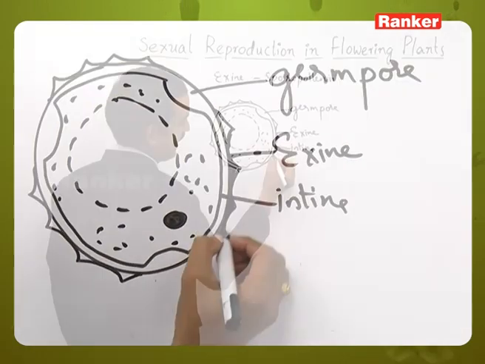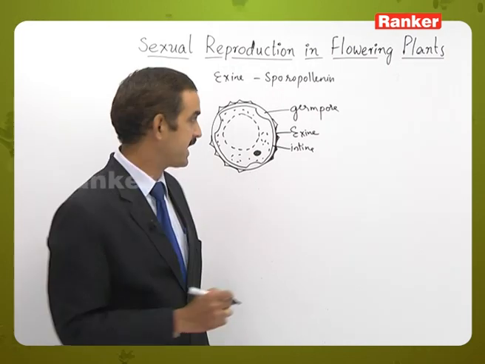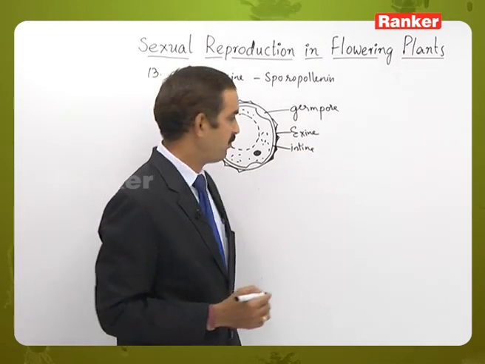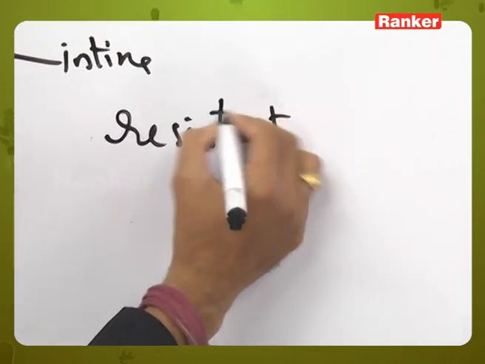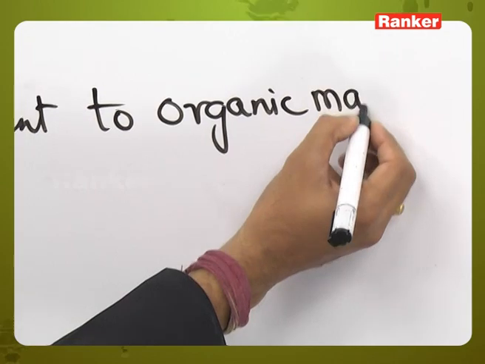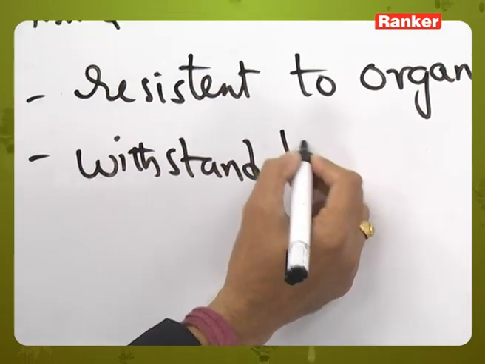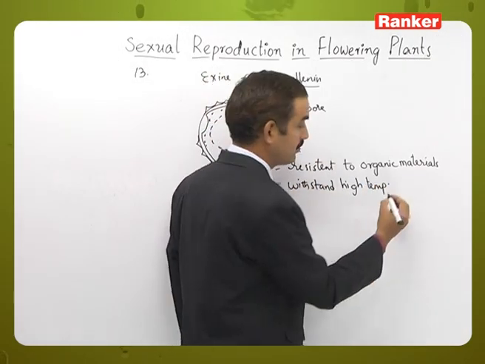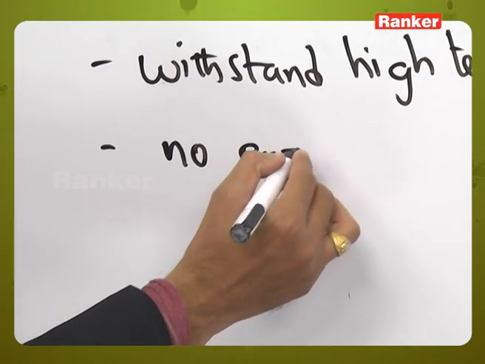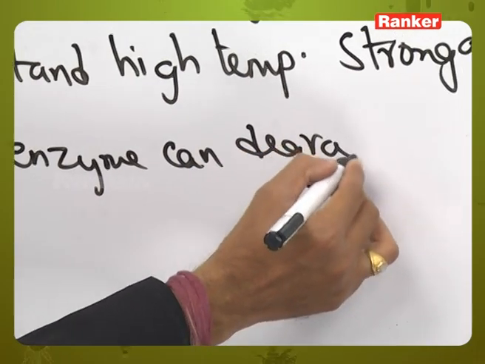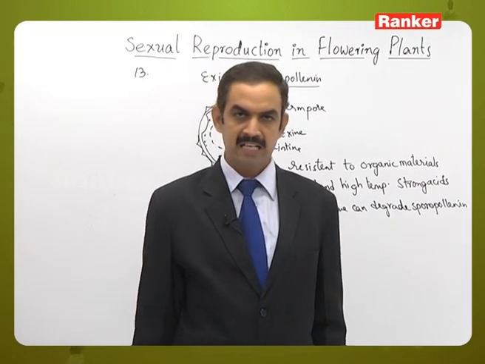The exine wall is thick, but at some apertures we can see that the exine wall is very thin, or non-deposition of sporopollenin takes place. That circular region is called a germ pore. And one more thing, sporopollenin has some special features: it is resistant to organic materials, it can withstand high temperatures and also strong acids, and no enzyme can degrade sporopollenin.